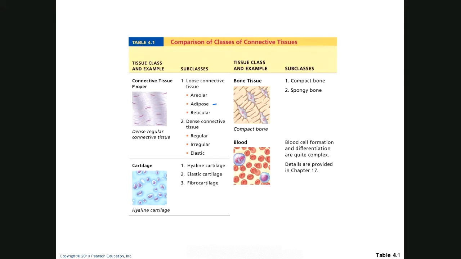Hyaline, elastic, and fibrocartilage. Bone may be compact or spongy, and these will be discussed in much more detail in Chapter 6. And then blood is considered a connective tissue and is discussed in Chapter 17.